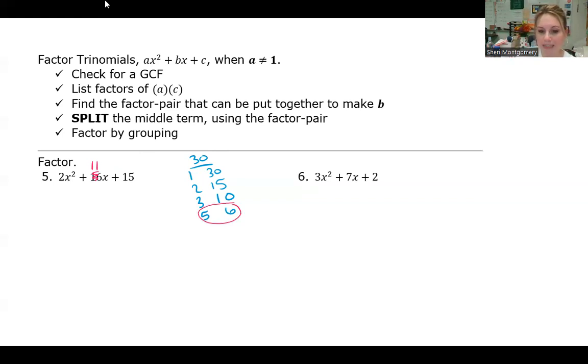So I'm going to take 5 and 6. Do we agree that 11 is positive? So can 5 and 6 make 11? They would have to both be positive, right? Okay. So we're going to split this term. We're going to rewrite it, because isn't 11 the same thing as 5 plus 6? So I'm going to rewrite it: 2x squared plus 5x plus 6x plus 15. All I did was rewrite 11 as 5 plus 6.